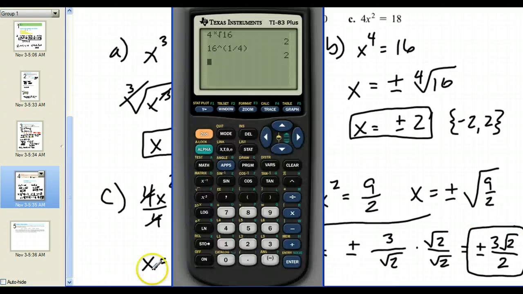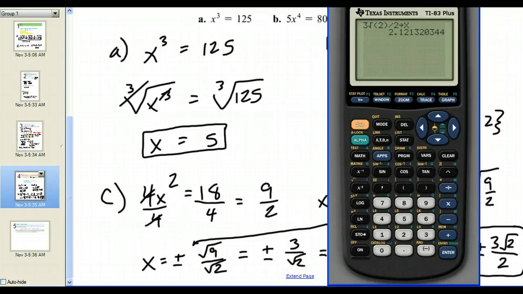Alright, you can check this with your calculator. Go to y equals, or in this case, do 3 times the square root of 2, close parentheses, divided by 2. Store that as x. Hit enter. Then come over here and rewrite the original equation, which was 4x squared. Hit enter. There's 18.